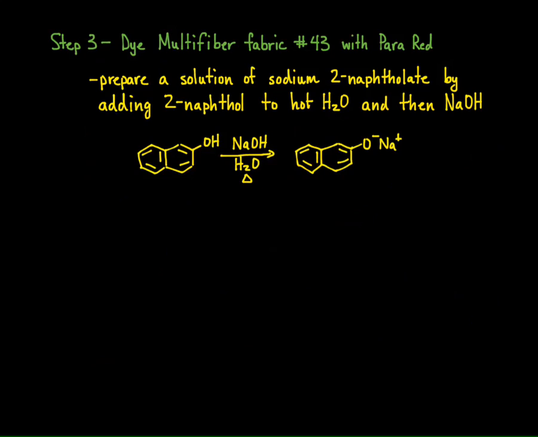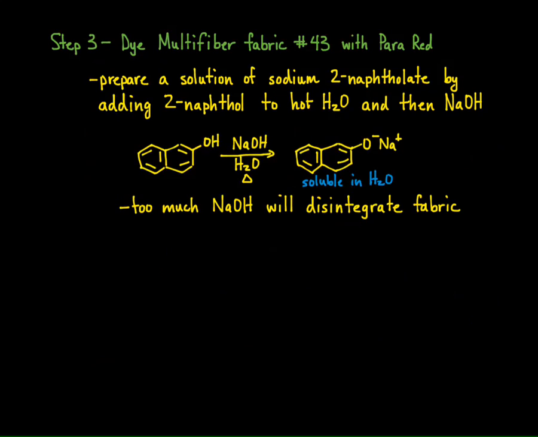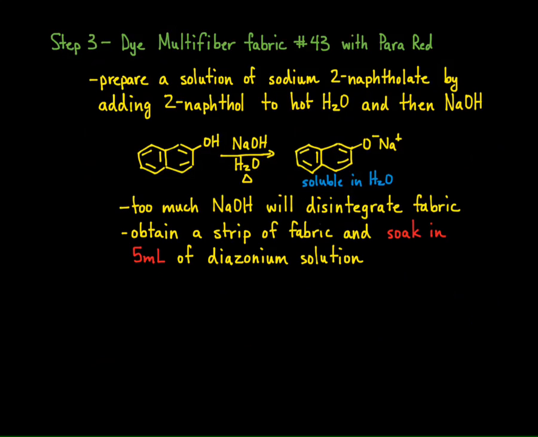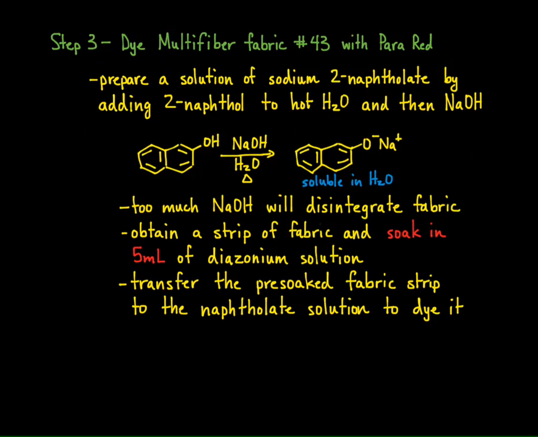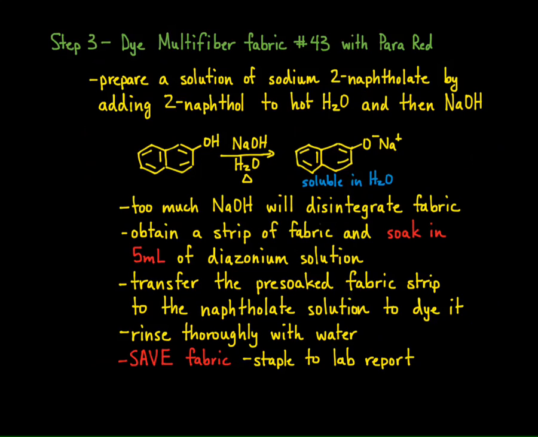The amount of sodium hydroxide is an estimation. But if the solution is too basic, it will disintegrate the fabric. Obtain a fabric strip and soak it in 5 milliliters of the diazonium solution. Transfer the pre-soaked fabric strip to the naphthalate solution, where para red forms in the presence of the fabric, penetrating into the fibers. Rinse the fabric with water, and make sure you save it, stapling it to your lab report.